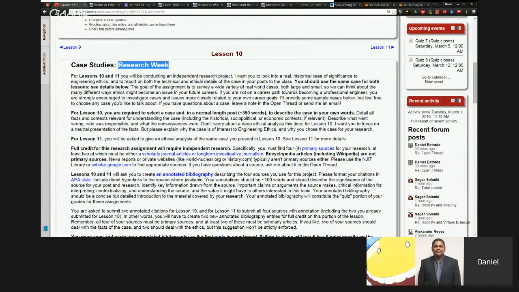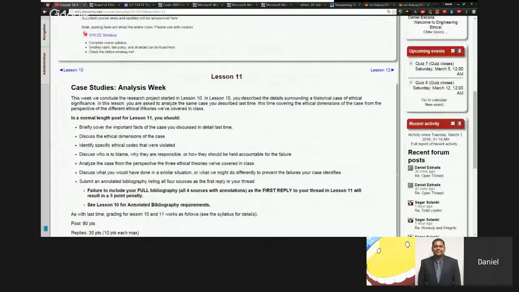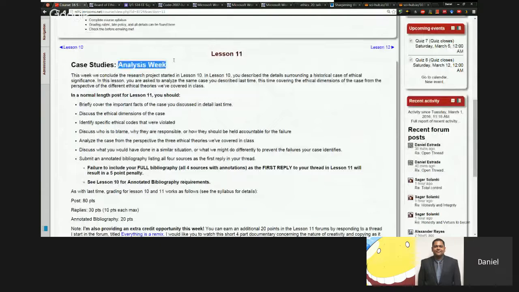Here's what I learned about this event or about this case. Tell me everything that you know. Tell me who's involved, what they did, what happened, what was the aftermath, that kind of stuff. And then lesson 11 is the analysis week, where I want you to give an ethical analysis of the case that you presented in week 10. So this should be the same case in week 10 and 11. In week 10, you present the facts of the case, and in week 11, you give it an ethical analysis.